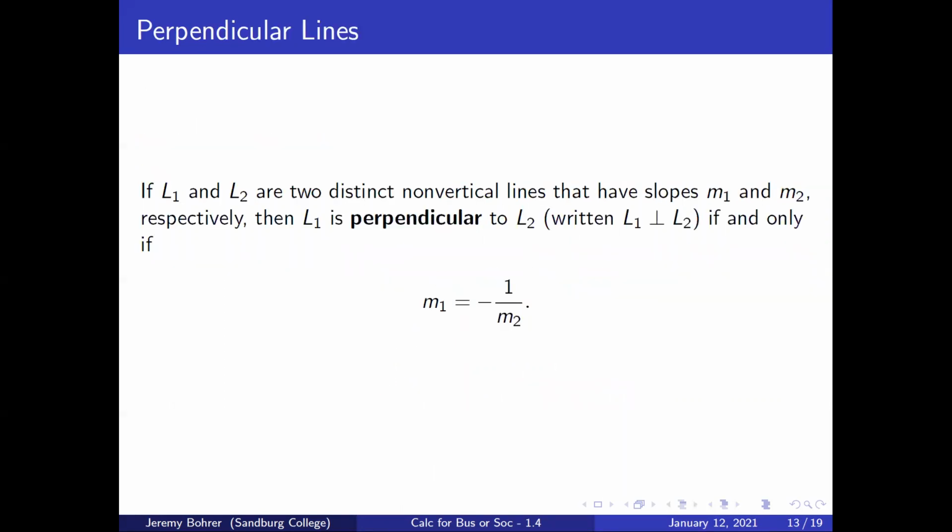Perpendicular lines. If L1 and L2 are two distinct non-vertical lines that have slopes m1 and m2 respectively, then L1 is perpendicular to L2, written L1 and then this little upside down T, L2, that's the perpendicular sign, if and only if m1 equals -1 over m2.